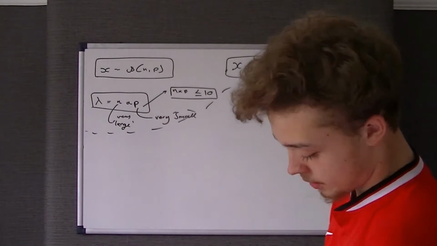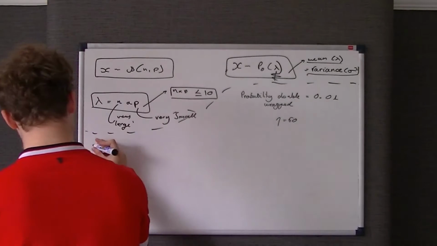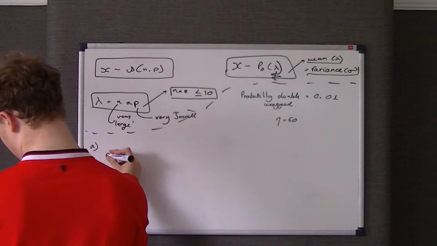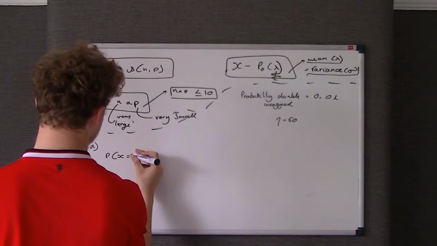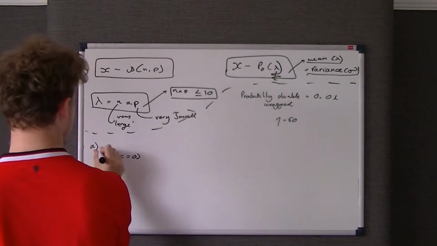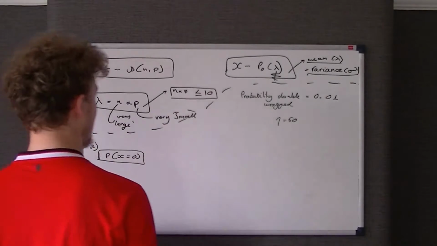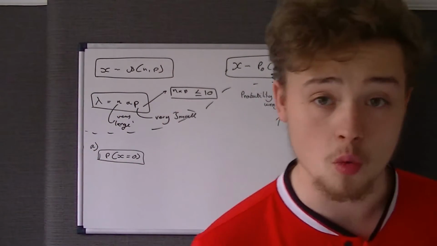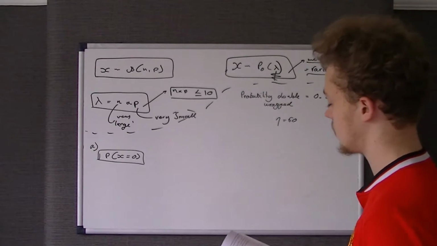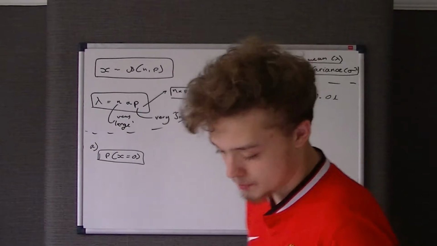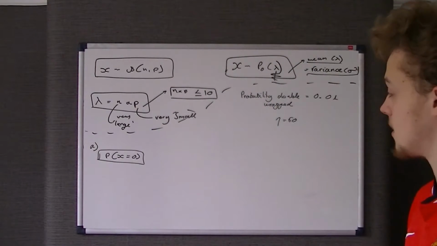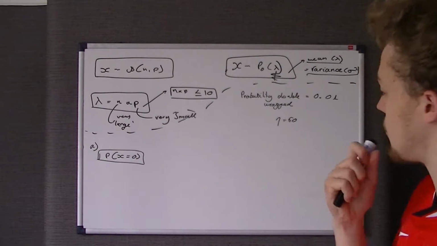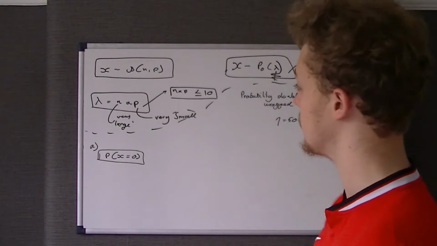Anyway, the first one, part A, says find the probability that none are double wrapped. So it's the probability that x is equal to 0, in other words, the probability that there are no double wrapped biscuits. But before we do that, we need to know what type of distribution this is. Well, we're told that there's a probability of a successful outcome and a number of trials.